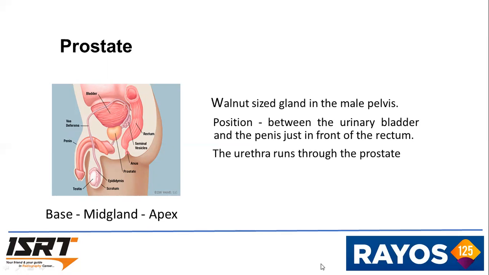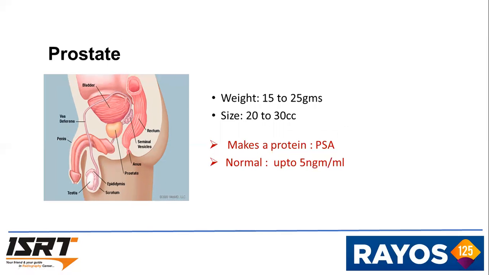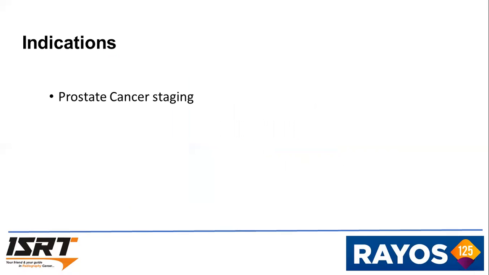the inferior aspect. The normal weight of the prostate gland is 15 to 25 gram and the size is 20 to 30 cc. It makes a protein PSA, prostatic specific antigen. The normal value of PSA in blood is up to 5 nanogram per milliliter.